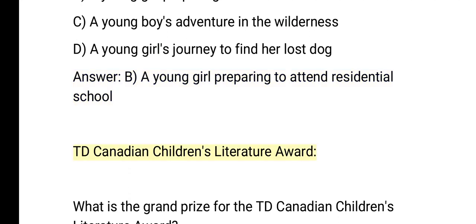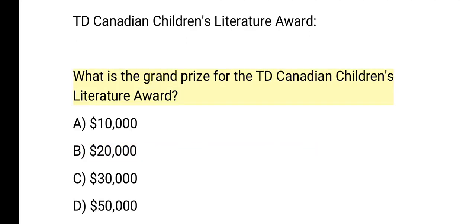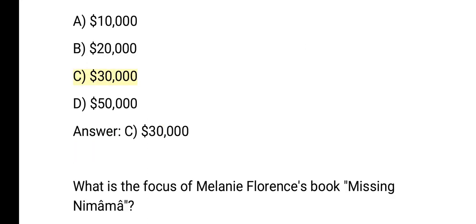TD Canadian Children's Literature Award. What is the grand prize for the TD Canadian Children's Literature Award? A. $10,000. B. $20,000. C. $30,000. D. $50,000. Answer: C.